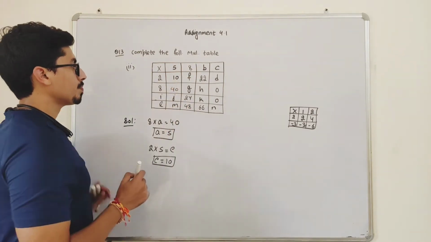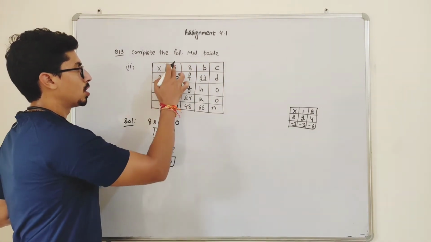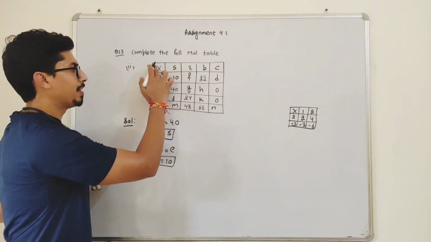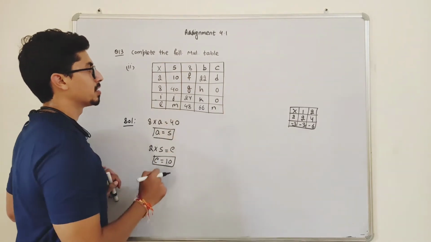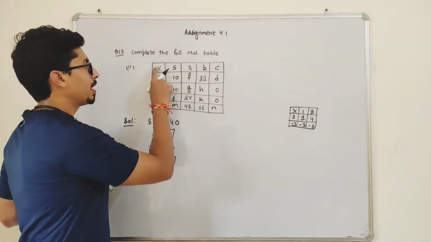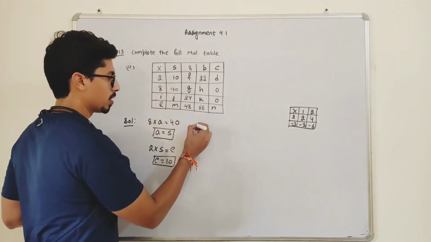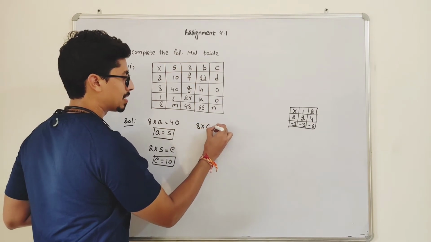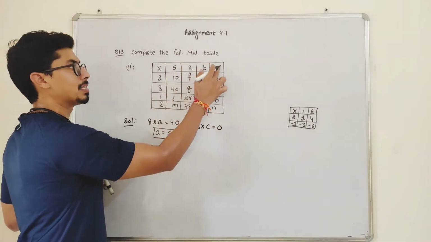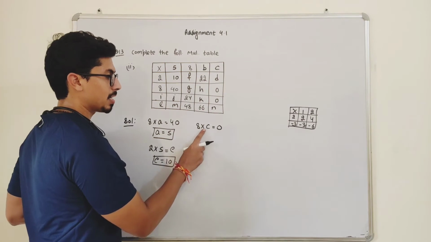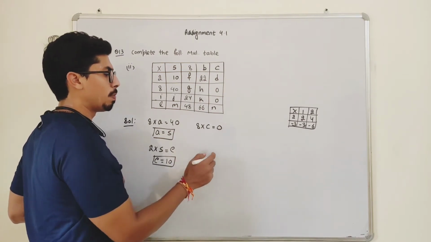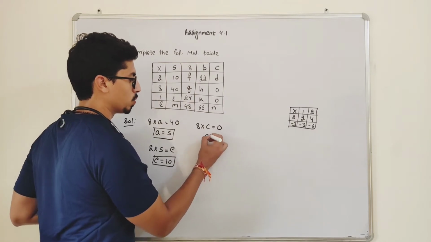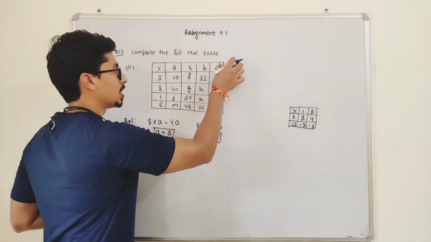Now 5 into L is equal to, I don't know yet. Now take this number, students. See, 8 multiplied by C is 0. That means 8 is in multiplication, so when it goes to the other side, it will be division. 0 by 8 is 0. So the value of C is 0.